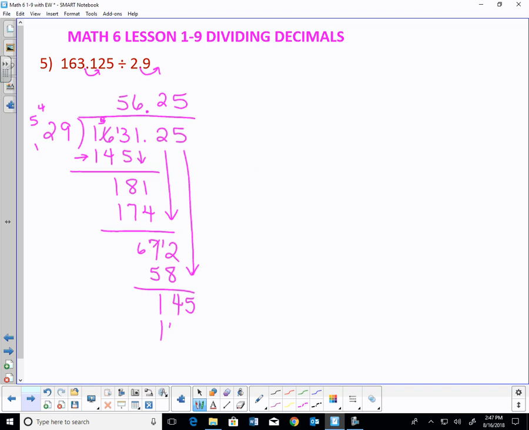So my answer is 56.25. If you're neat, you can figure out your errors, like I made an error. Teachers aren't perfect. I made an error. I figured out I made an error. I corrected my error, and we went from there.